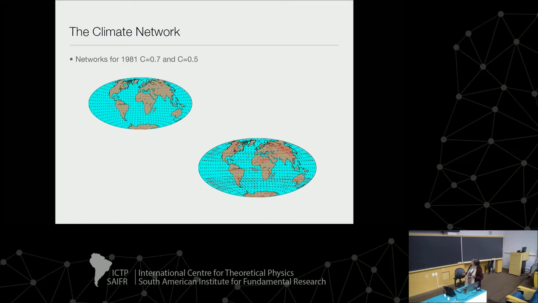So here is a picture, these are the grid points. This is for 1981, for a value of C equal to 0.7, which is high. You can see that at this high value, there are few links. As you come down to the next value, C equal to 0.5, the number of links obviously increases, because you're coming down from higher values to lower values. And you can see that the way in which the links come in different regions of the globe, they actually show up naturally. Which is again something which we saw from your book.